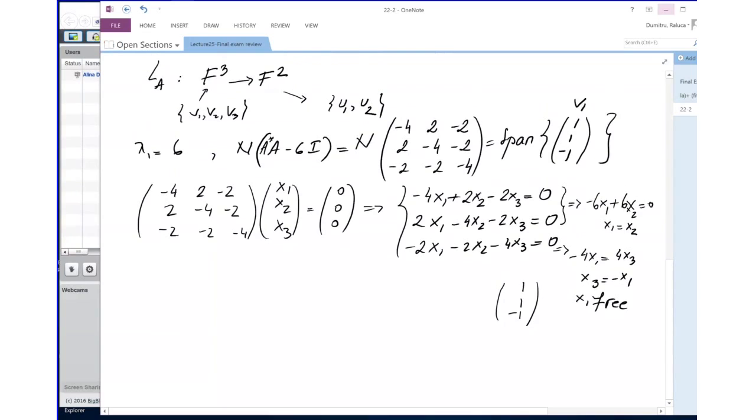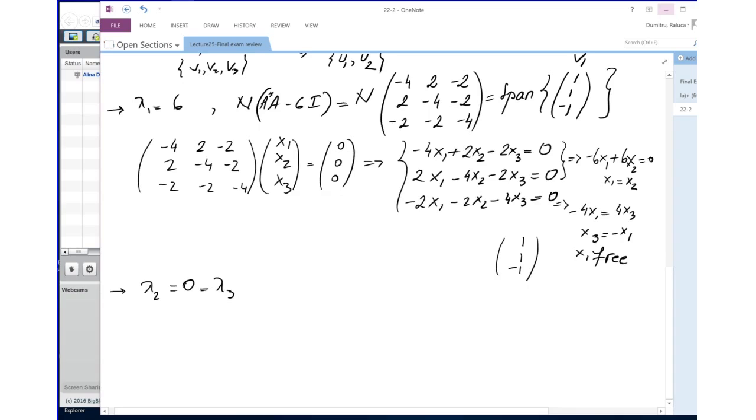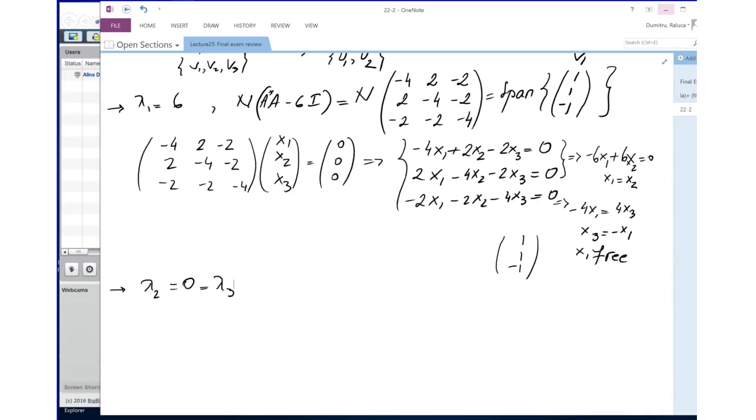So this is V1. This one then should produce 2 vectors. Null space of A star A minus 0 identity.